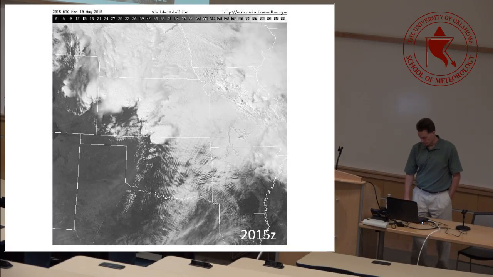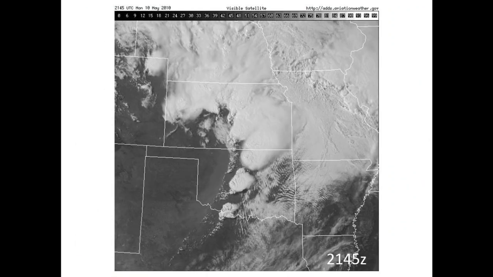Okay, so we look at the visible image. We'll start around 2015. This is when the first storms are going up, and you notice that we tend to initiate in several little points. This is clearly reflective of mesoscale ascent. This is not reflective of strong deep layer forcing for ascent.